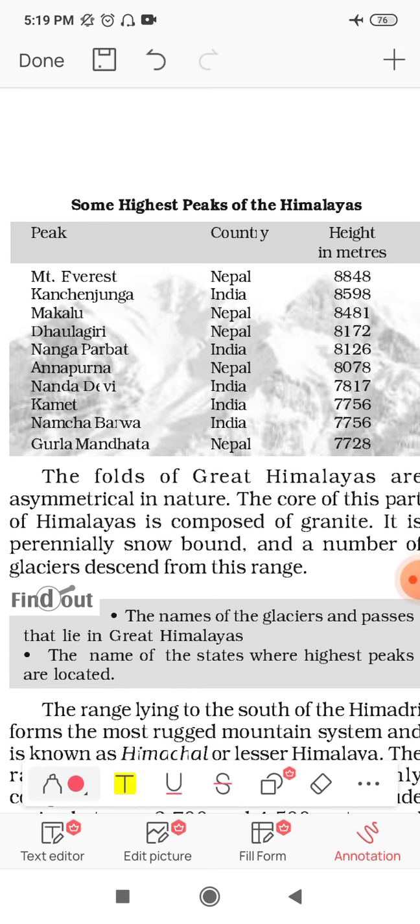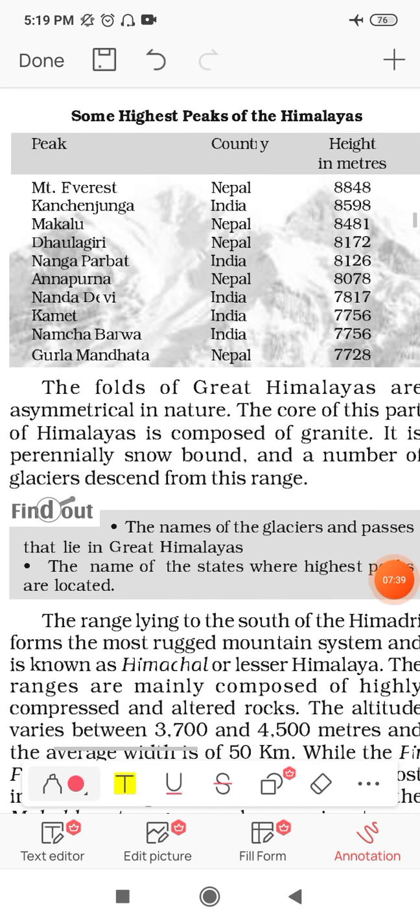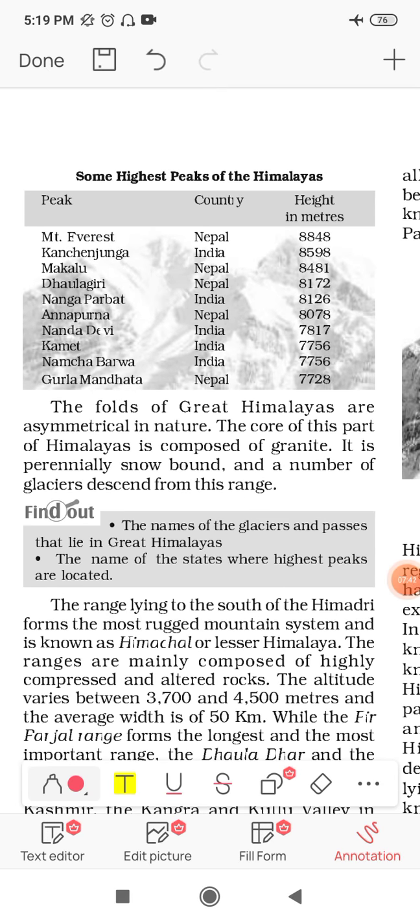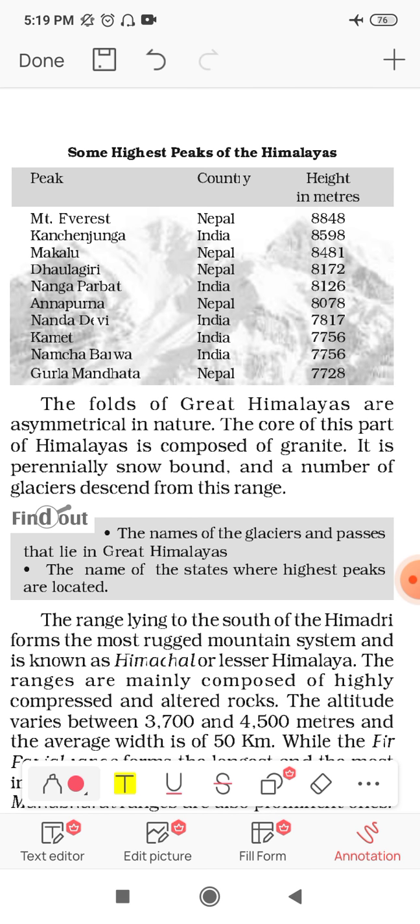Now, as we have seen in the first line, the Himalayan mountain range is an example of fold mountain. So the folds of Great Himalayas are asymmetrical in nature. The folds of Great Himalaya, the northernmost Himalayan mountain range, are asymmetrical. They are not symmetrical. And the core of this part of Himalaya is composed of granite rocks. This area is formed by igneous rock, mainly granite, which is an example of igneous rock.